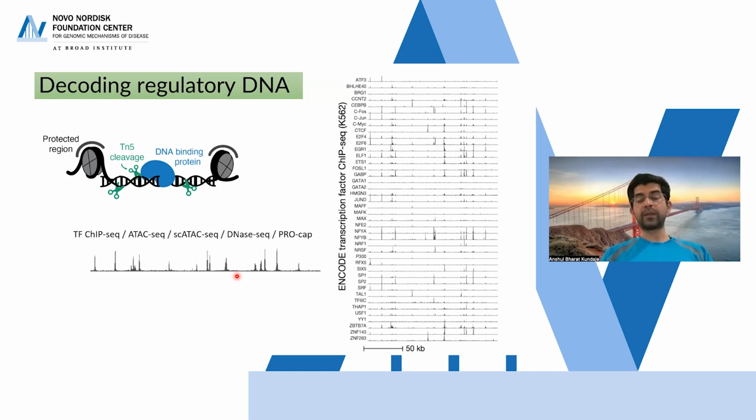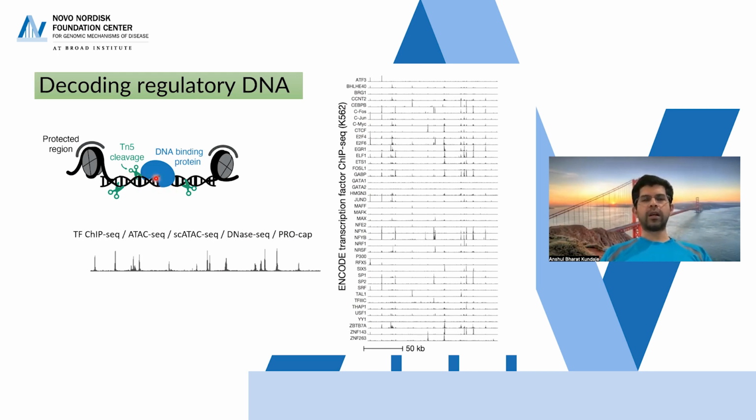There are a number of different experiments you can perform to profile regulatory DNA. For example, ChIP-seq will allow you to profile a transcription factor binding genome-wide in a cell type of interest for a specific protein. So here's some ENCODE data for a variety of different transcription factors. But these are pretty laborious experiments, and it's pretty hard to do hundreds of transcription factor ChIP-seqs in thousands of cell types. So what you can instead do is you can potentially use other kinds of experimental tricks.